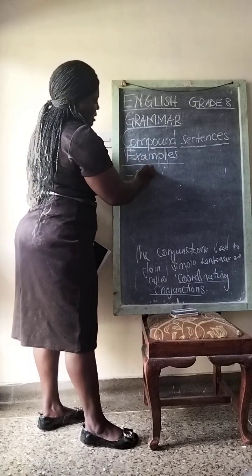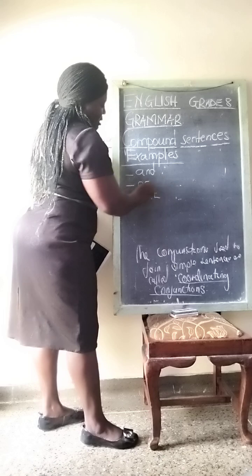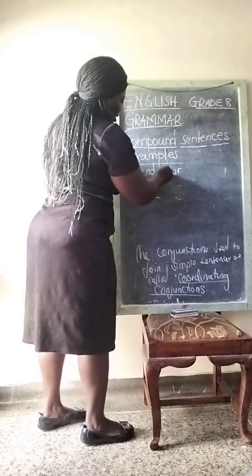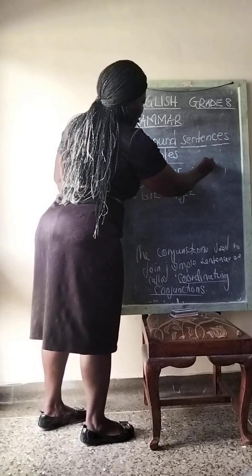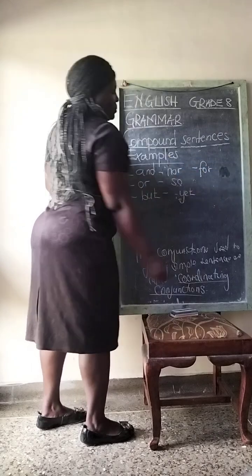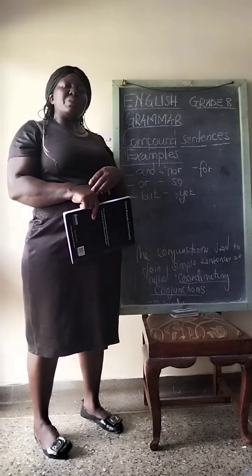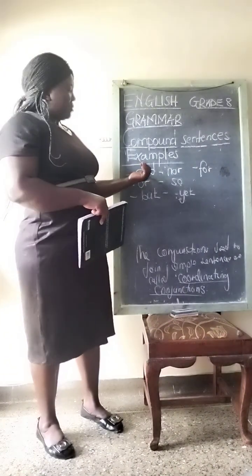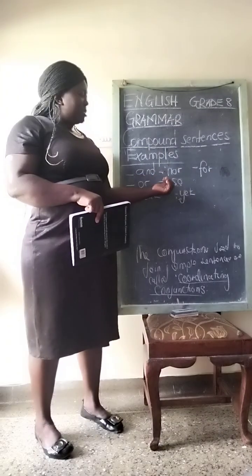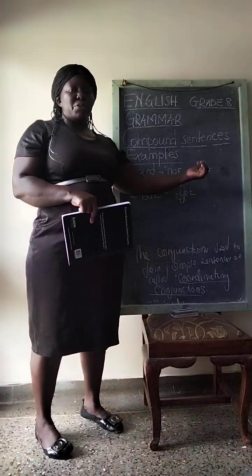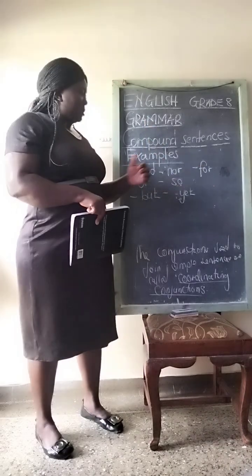Examples of coordinating conjunctions. We have and. You can also list but, nor, and you also have for. So the coordinating conjunctions that are used to join two simple sentences are and, or, but, nor, so, yet, for. We also have to note something when we are using these conjunctions.